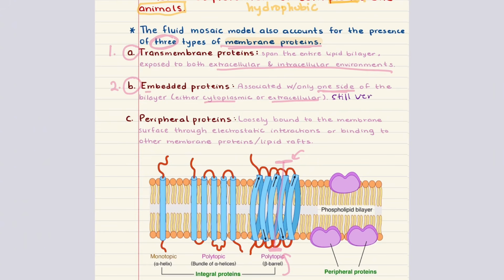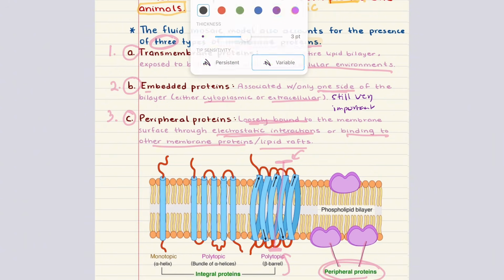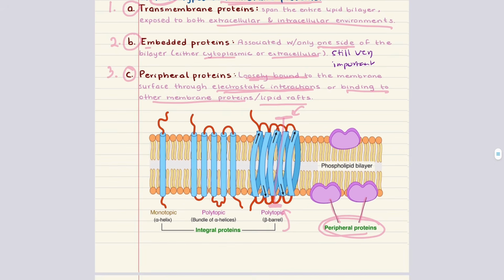The third type is peripheral proteins. These do not insert into the lipid bilayer. Instead, they attach loosely to the membrane surface, either through things like electrostatic interactions with the lipid head groups or by binding to other membrane proteins. Some peripheral proteins associate with lipid rafts, which again are small, specialized microdomains in the membrane that are enriched in cholesterol, sphingolipids, and specific proteins. And because lipid rafts are more ordered than the surrounding membrane, they can serve as platforms for certain processes.